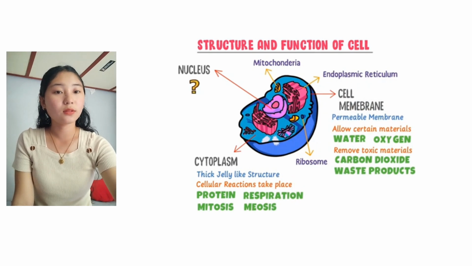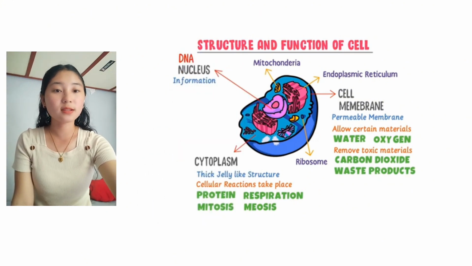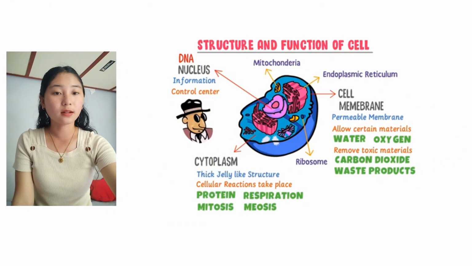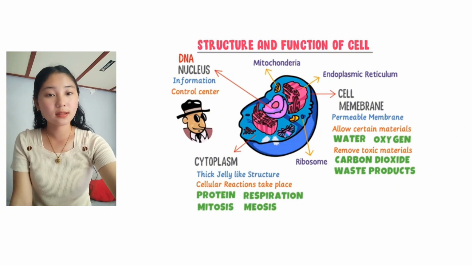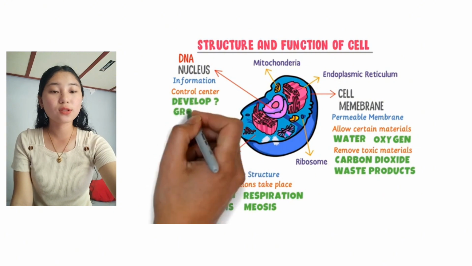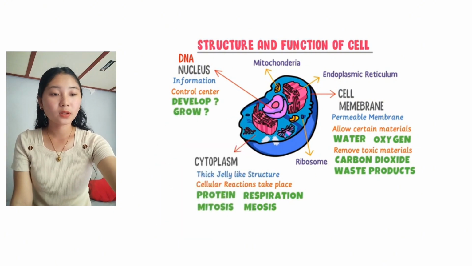Now, what is nucleus? Nucleus contains DNA, a booklet of information which serves as a blueprint of all the functions taking place in the cell. It is also known as the control center of the cell or king of the cell. It controls all activities occurring within the cell. For example, how cells should develop, how cells should survive or grow, how to reproduce, etc.